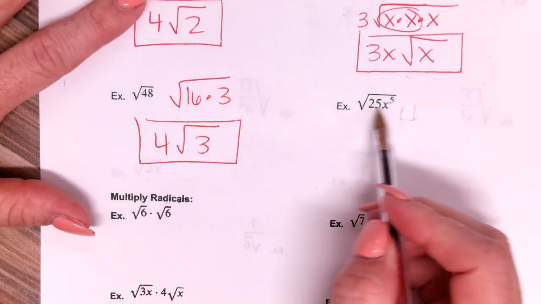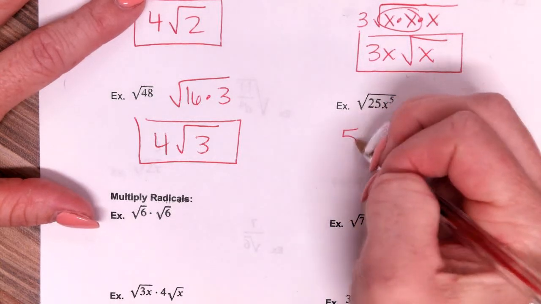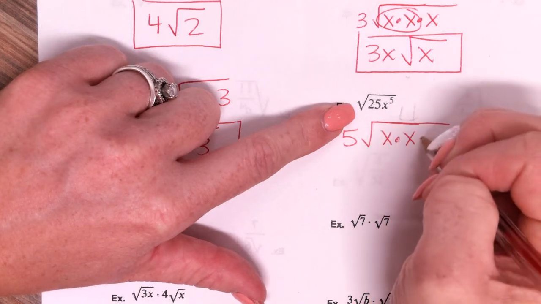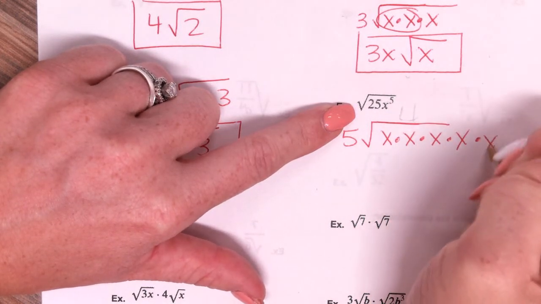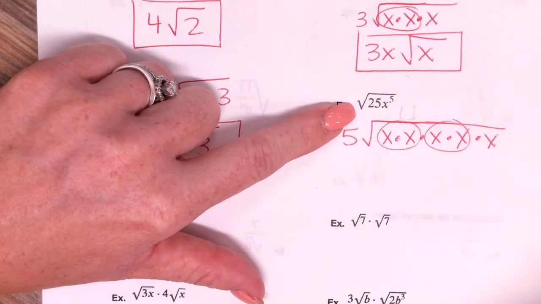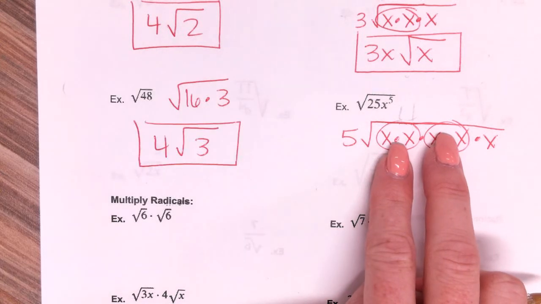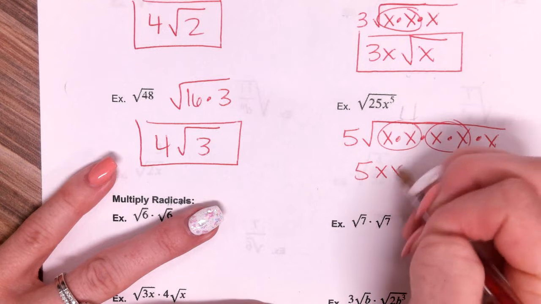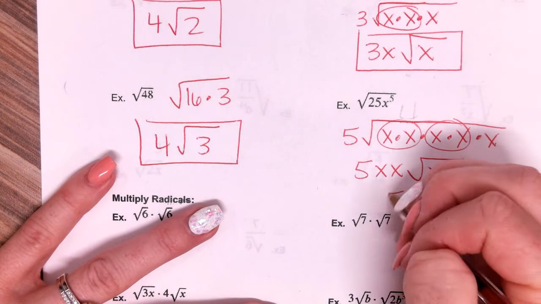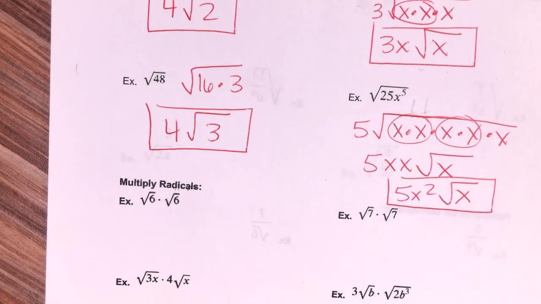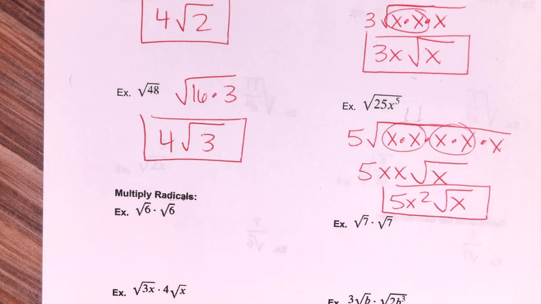All right, what would I do here? What could I pull out first? Okay, so the square root of 25 is gone. Do y'all agree? All right, what do I have left? X times X times X times X times X. I can group them together. So it would be X squared, because basically I would have 5 times X times the square root of X. Well, that's 5X squared times the square root of X. Okay, are we good?